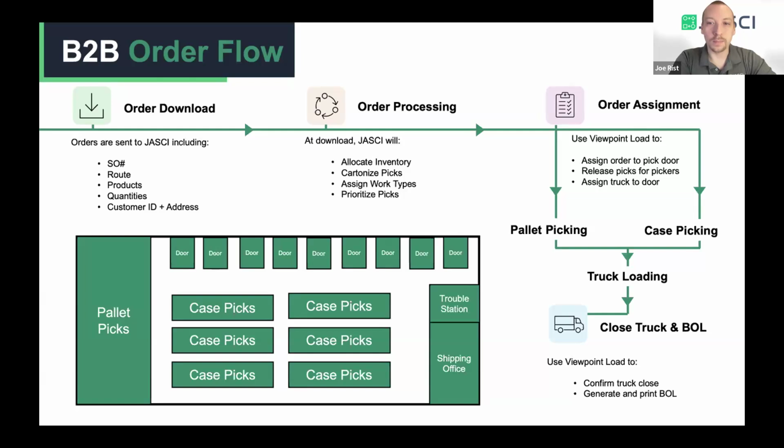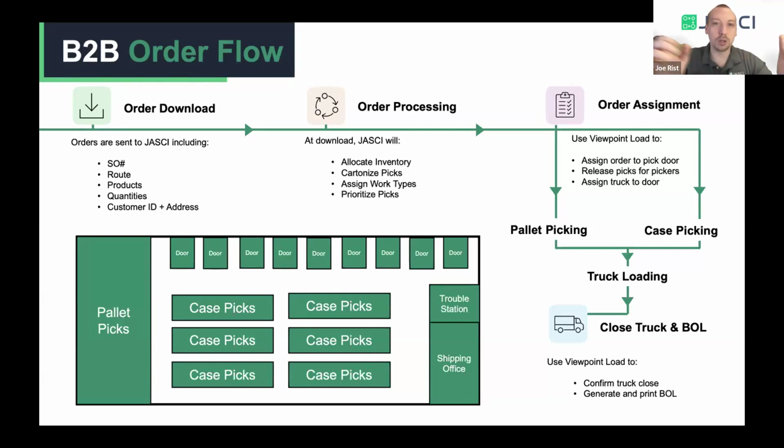So after the order assignment, depending on the picking type, you'll either have pallet picking or case picking. Case picking is basically going to bring you through picking multiple items to a pallet, so a multi-SKU pallet. And JASCI is going to make sure that we don't exceed typical pallet dimensions. So we'll know what products you're picking to the pallets and what the typical height and dimensions of that pallet should be.